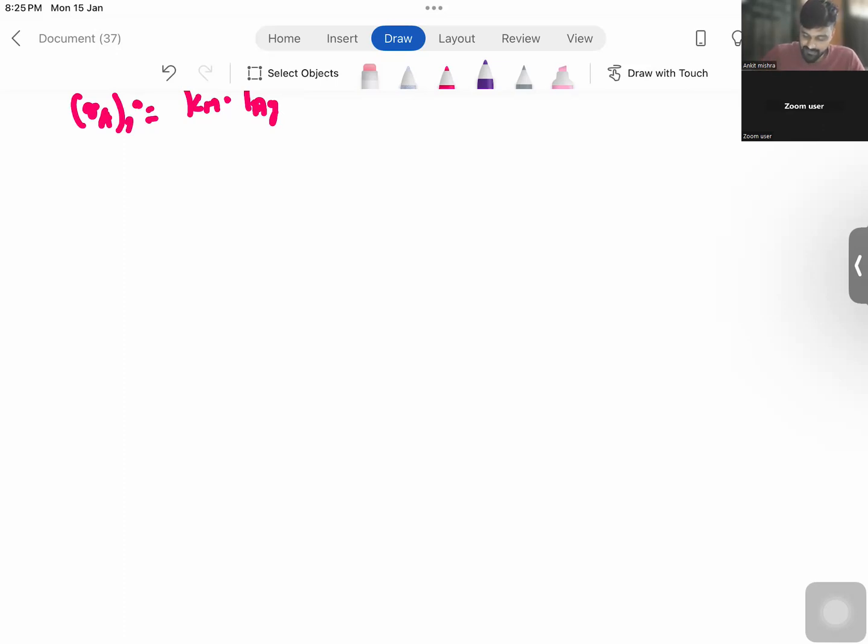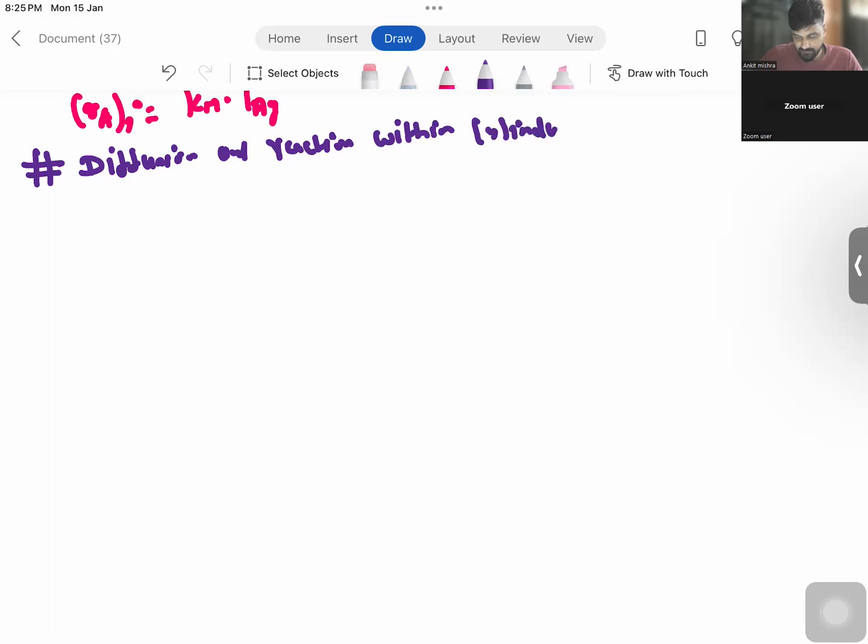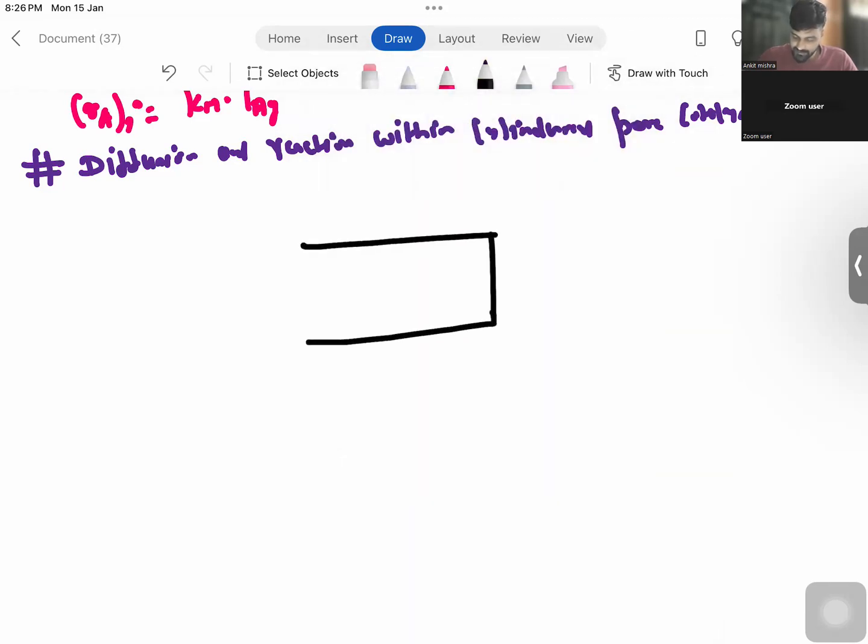So I'll be talking about the diffusion and reaction within a cylindrical pore catalyst, right? Diffusion and reaction. So see, if we are having a cylindrical pore catalyst like that, right? If this one is a catalyst which is porous, earlier I have talked about the non-porous catalyst, right?